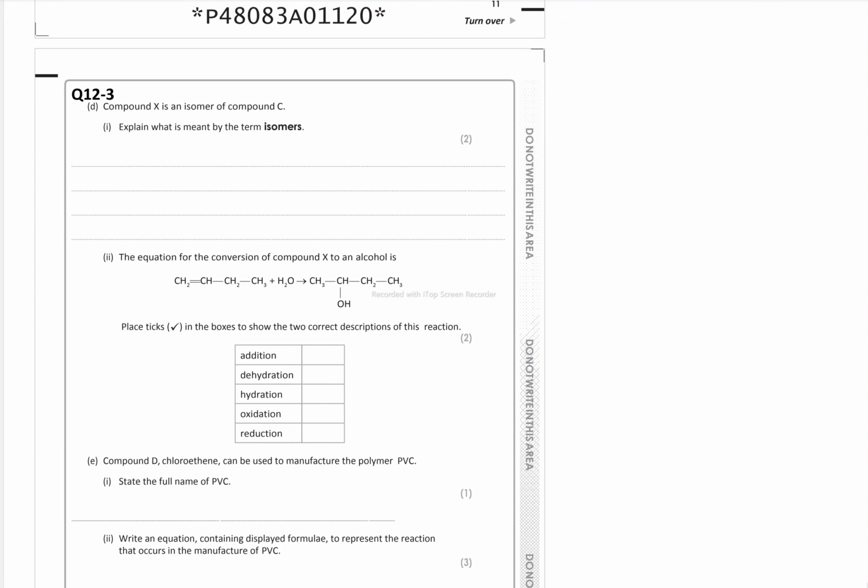What is an isomer? What did we say? A molecule with the same molecular formula but different displayed formula. I like to use the word displayed. You can use the word structural as well.